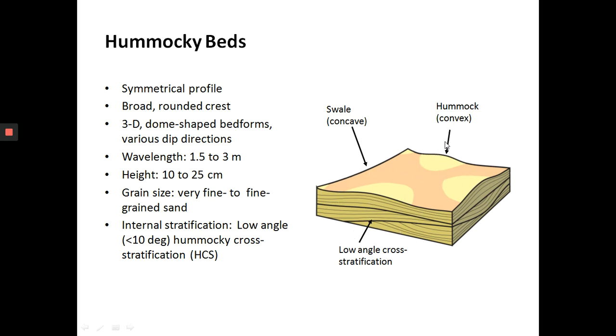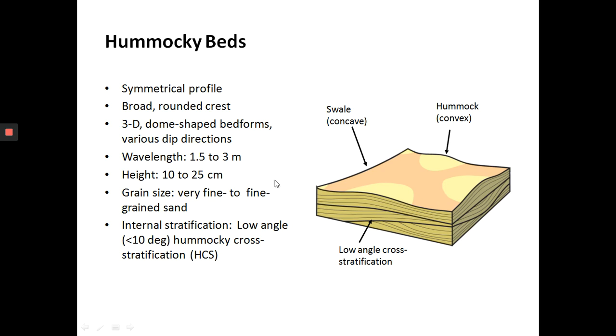Bentuk busut, yeah? And these are called hummocks. They form convex upward surfaces. And in between the convex upward surfaces, you have lower areas. And these are called the swales. And they form concave surfaces. So you have these 3D dome-shaped bedforms here. These are your hummocks with various dip directions with swales in between.